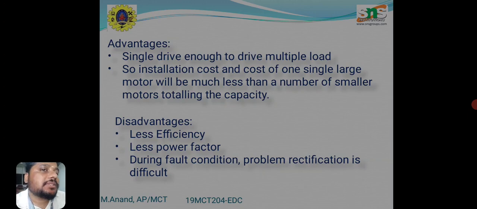The advantage of this system is that a single drive is enough to drive multiple loads, therefore the cost of the drive system is less. The installation cost and the cost of one single large motor is much less than the total cost of a number of smaller motors of the same capacity. The disadvantages of this system are less efficiency and lower power factor. During a fault condition, locating the problem is difficult. For example, if a single motor faults, it will affect all three loads. This is the main drawback of group drive systems.